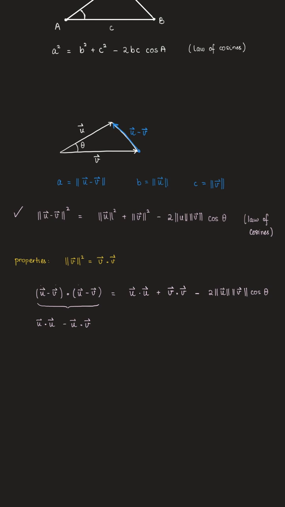Then the inner terms, minus v dot u, but dot product is commutative, so I'm going to write this as u dot v, plus v dot v. That's the left side. On the right side, we still have u dot u plus v dot v minus 2 times the magnitude of u, magnitude of v, cosine theta. We can see that u dot u is on both sides of the equation, so that can be subtracted, canceled out, as is v dot v.